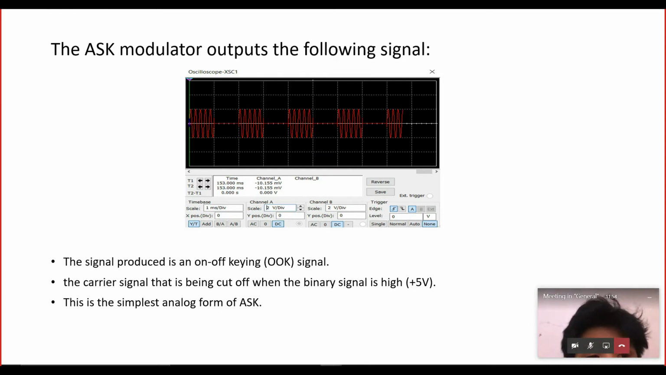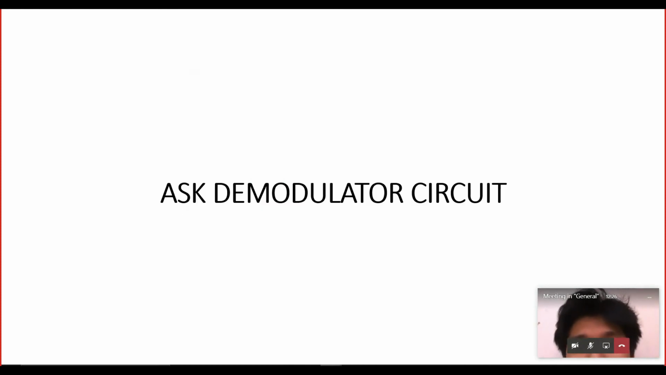So kaya tinawag na on and off, yung carrier signal meron siyang stable high at stable low. So ganun po siya, meron siyang stable high at stable low, kaya tinawag na on-off keying. Gumagana lang siya na parang switch, kaya tinawag ito na simplest form of ASK. So ganun lang po. The next reporter will be Jester Del David, who will report on the ASK demodulator circuit.